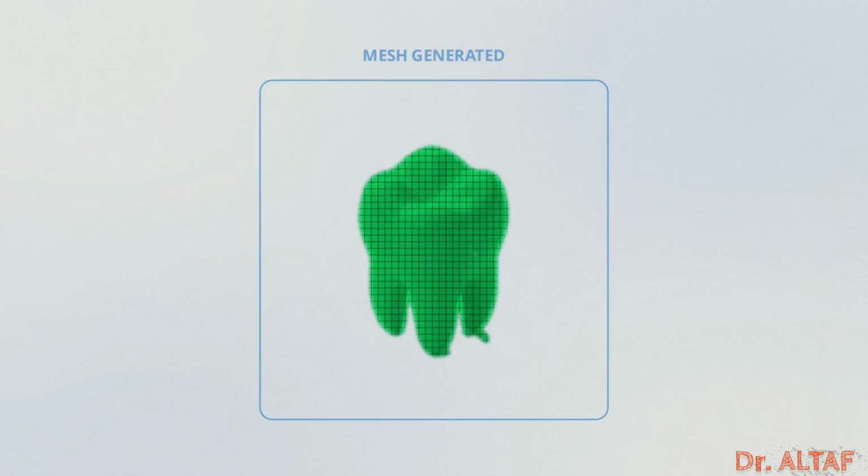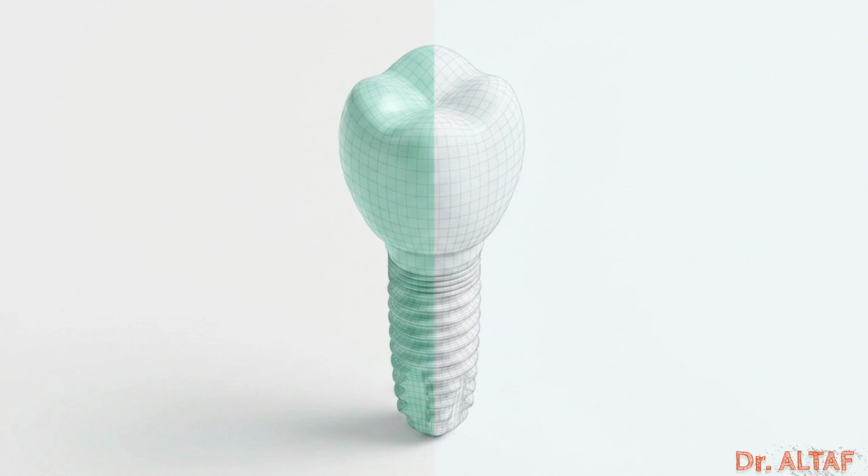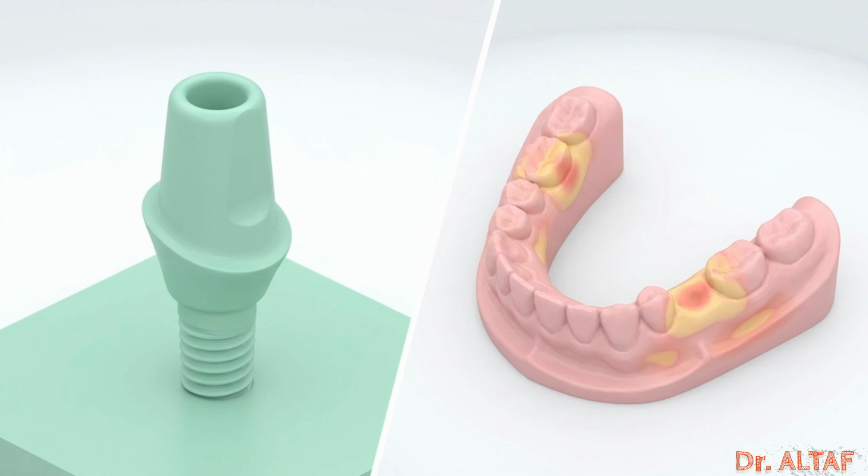But look at this comparison. On the left, a flawless digital mesh of the single implant unit. On the right, a full arch edentulous scan that distorts and misaligns the true position of the implants.